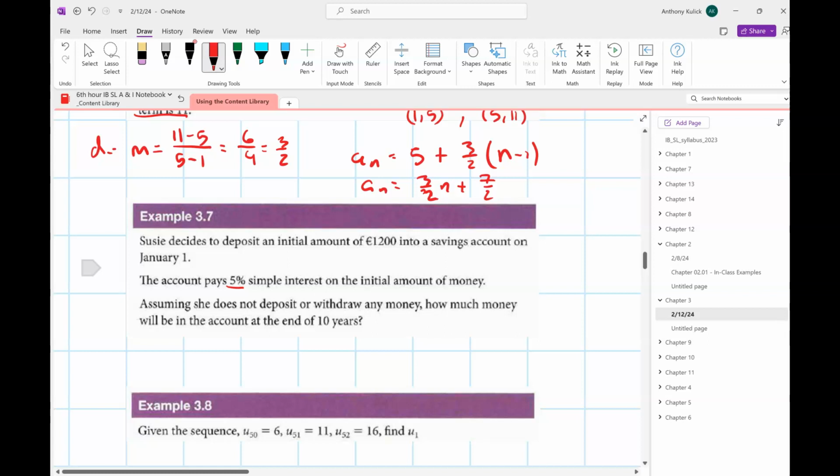When we say simple interest, what does that mean? Simple interest means it's only being paid on the initial deposit. You're not earning interest on the account value each year, so it's not compound interest. It's only being earned on the 1,200 euros that we had deposited initially. Everybody's okay there? Okay. So if we think about this as a sequence, what is the initial value?